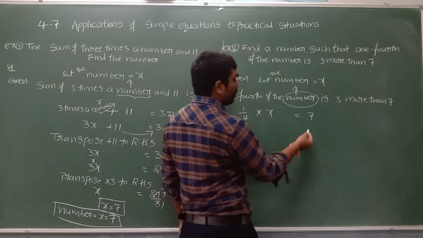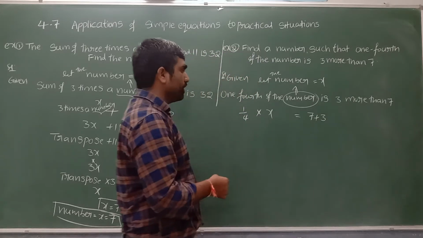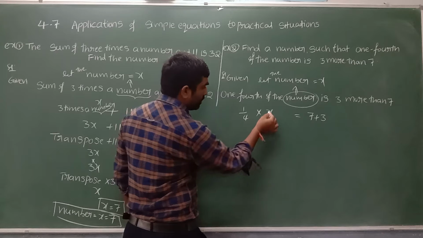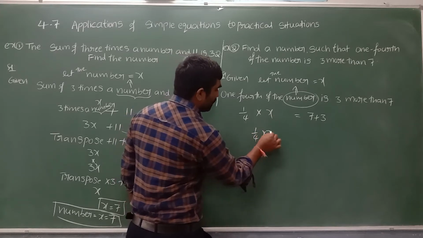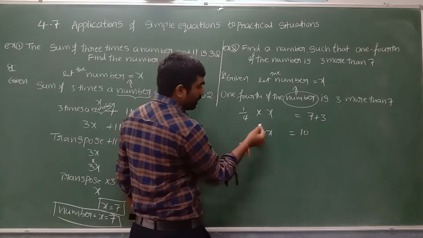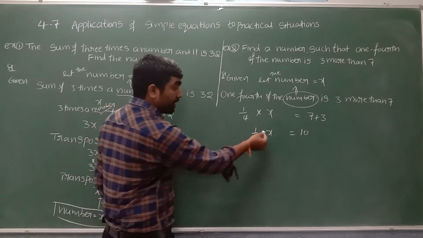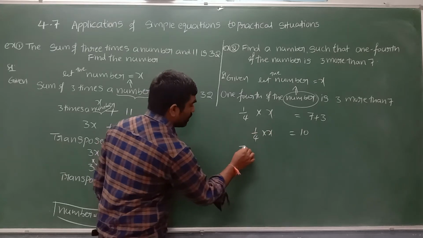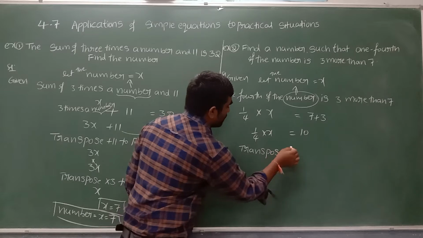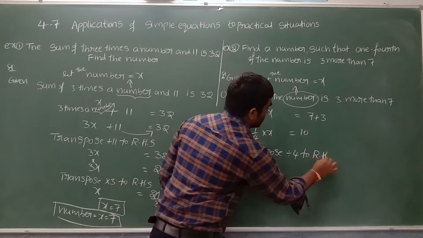How can I write 3 more than 7? We can write 7 plus 3. Now we can write 1/4 into x is equal to 7 plus 3, which is 10. So here this division by 4 we can transpose to the RHS to make x separate. Yes, transpose division by 4 to the right hand side.